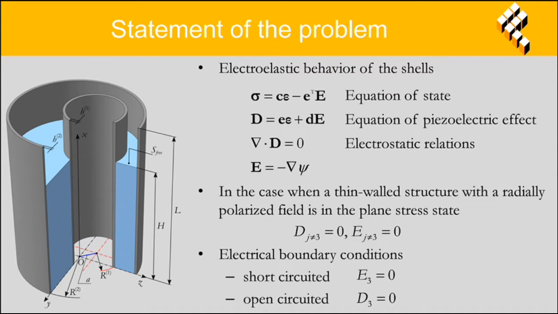The shells are made of the piezoelectric material polarized in the radial direction. The behavior of the thin-walled structures is described by the equations of linear electroelasticity. The distribution of the electric potential through the thickness is assumed linear. Here we proceed from the assumption that the shell surface is covered with thin weightless electrodes, which can either be shorted, which corresponds to the boundary condition, short-circuited, or disconnected, open-circuited.